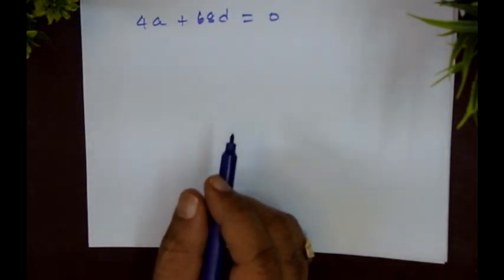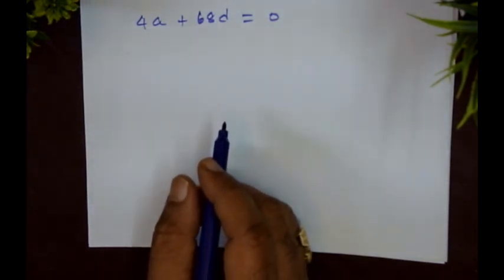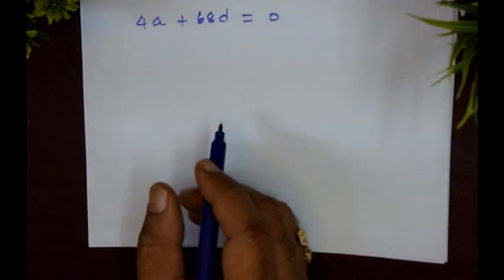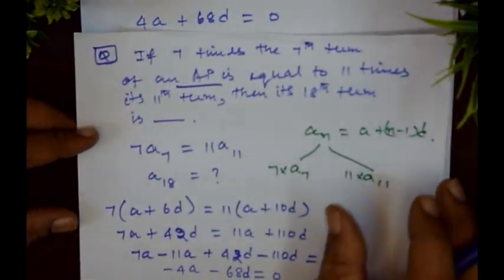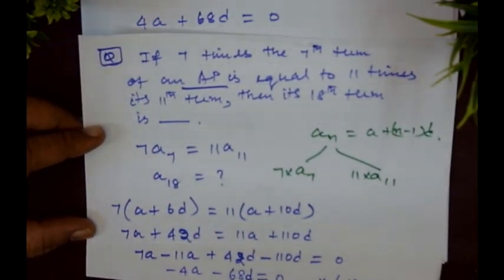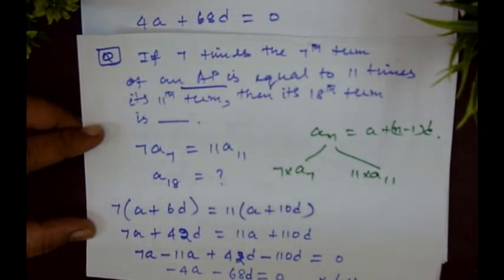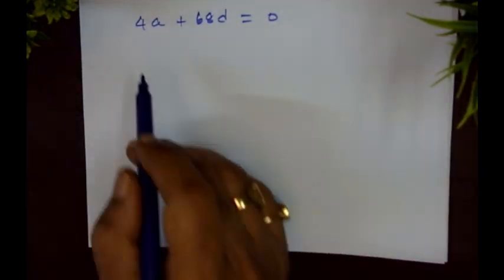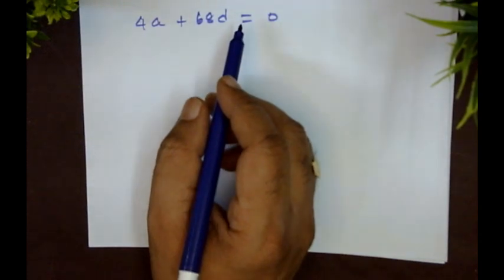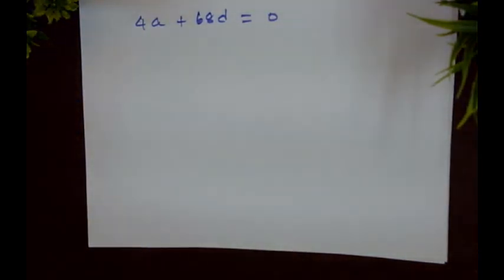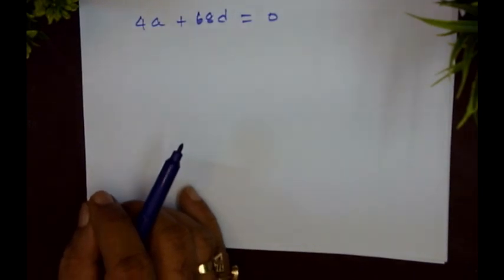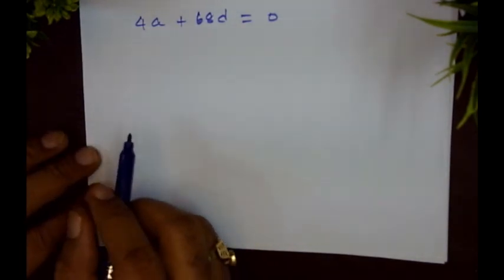Okay. Now what is the question asked here? Minus 4a minus 68d is equal to 0. I have multiplied the entire equation by minus 1 so that you can have positive terms. Got it? So 4a plus 68d.